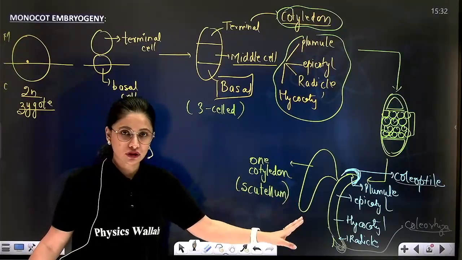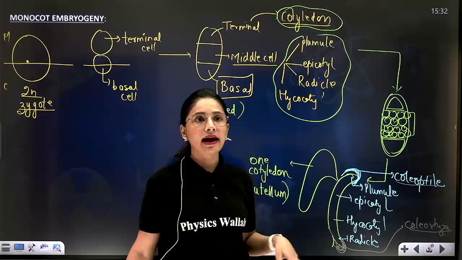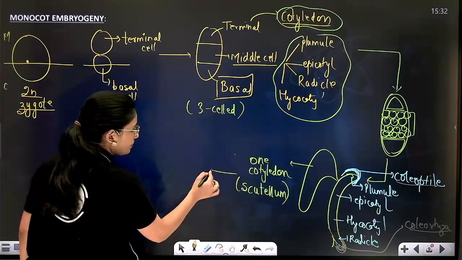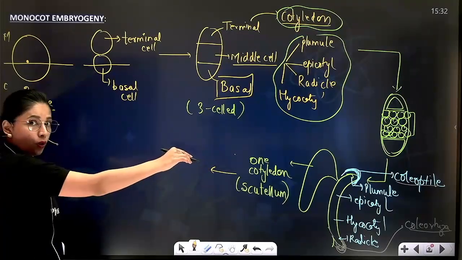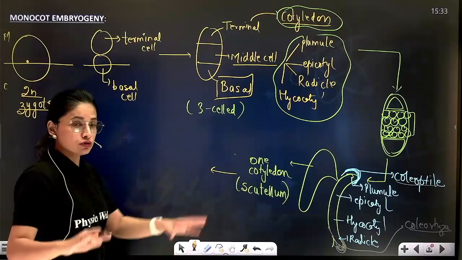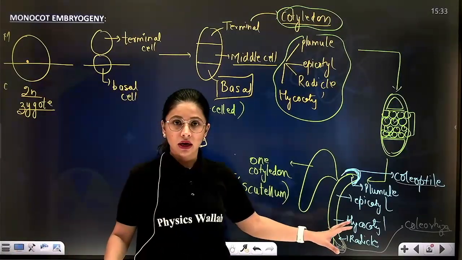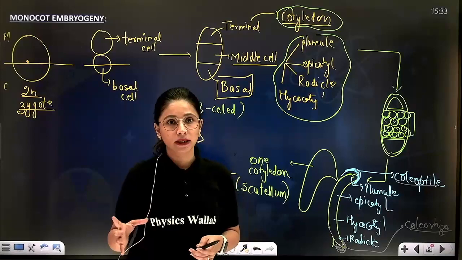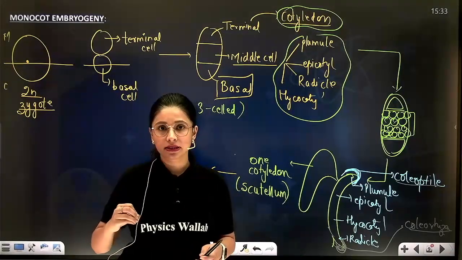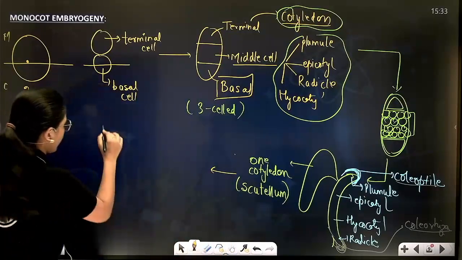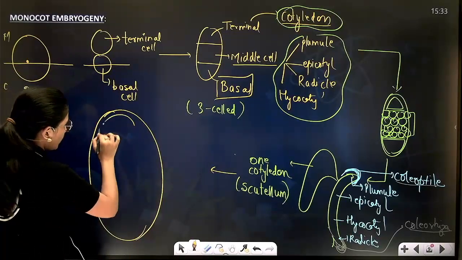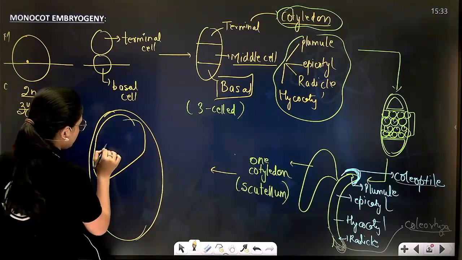Correct? Yes or no? Now, if I want to draw the diagram of a monocot seed, see, here only I'll draw it. So this is actually the embryo. Now, monocot seeds are endospermic. They use the nutrition from endosperm, but not completely. A major portion of the endosperm is still persistent in the seeds. So this is endosperm.